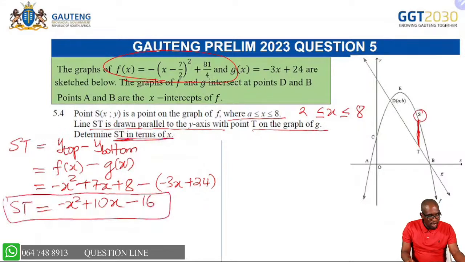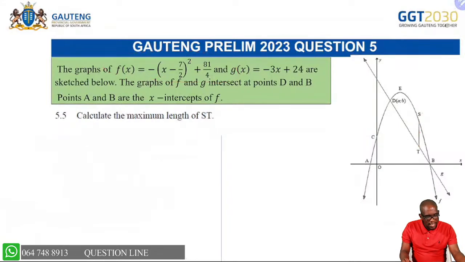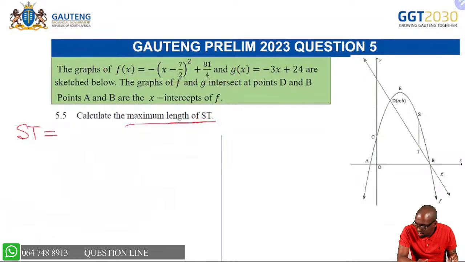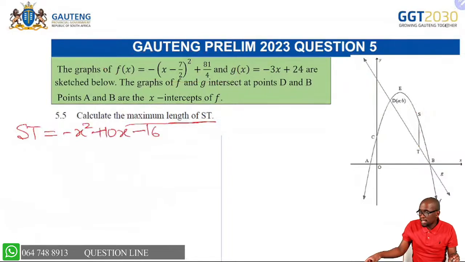Right, now moving along, they say calculate the maximum length of ST. Remember, we just simplified and worked out that ST is minus x squared plus 10x minus 16. That's what we just worked out right now. So now we need the maximum value of this. Remember, it's a quadratic function. To find the maximum, you can do it just like the way we did our quadratic to find the maximum of that quadratic pattern. You can complete the square.